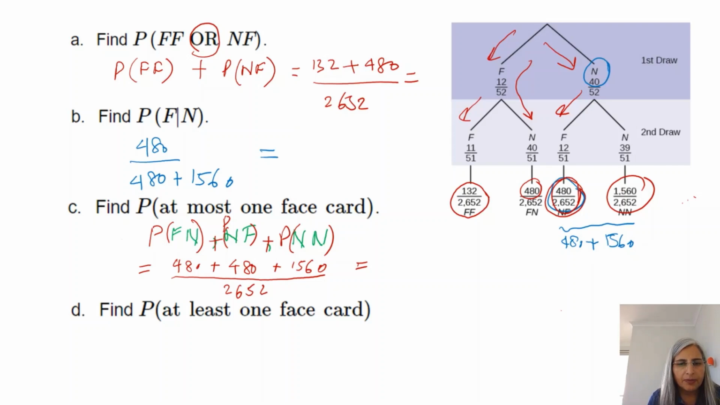And in part D, we find the probability of choosing at least one face card. Now, when we talk about at least one face card, then what are the possibilities? Either one face card or two face cards. So there should be no combination of no face card, which means the NN combination is not going to be here. It would be either the FN combination or the NF combination or the FF combination. And we are adding all these probabilities.